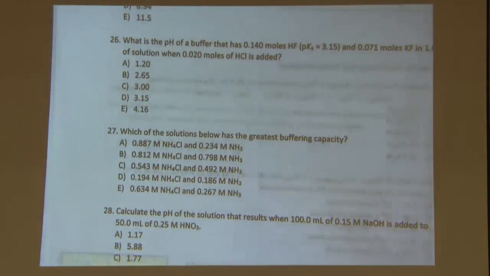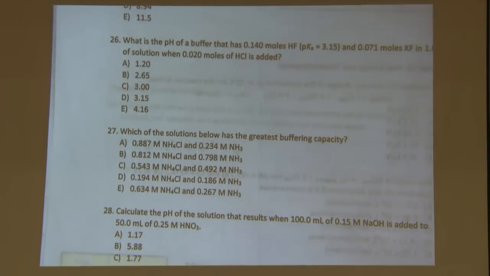But there are 2 things once you have 2 weak molecules making a buffer. There are 2 properties that make buffers good buffers. What's one of them? Equal concentration. So you want their concentrations or amounts to be as close together as possible. And what's the other thing?